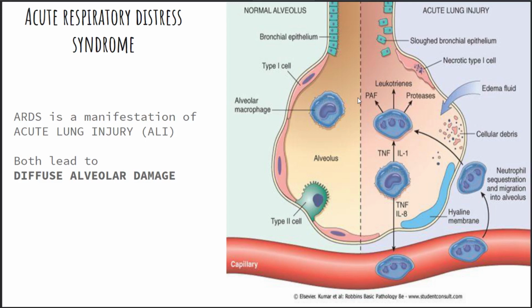Now, what is ARDS and what's the difference between ARDS and ALI? Actually, ARDS is a manifestation of ALI. Both lead to alveolar damage, diffuse alveolar damage.